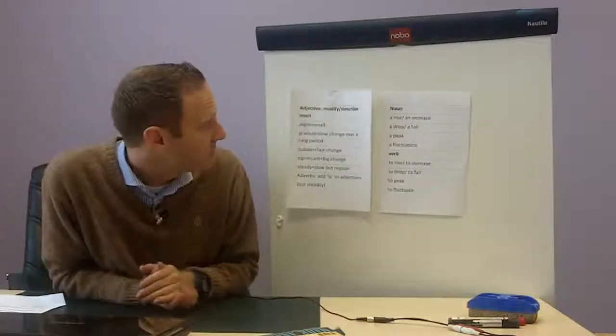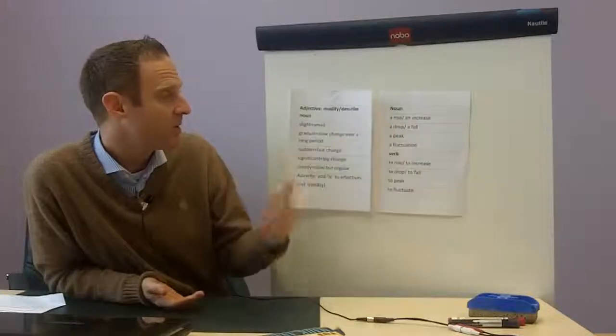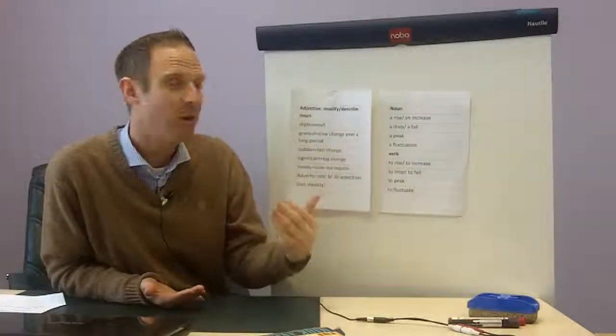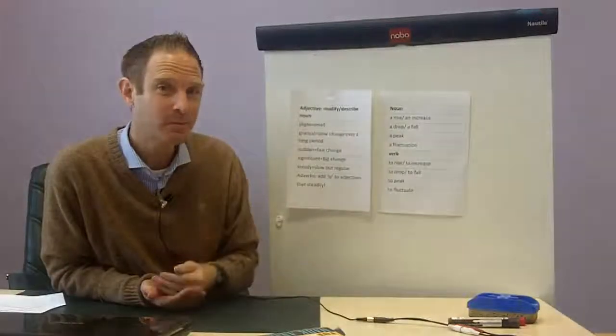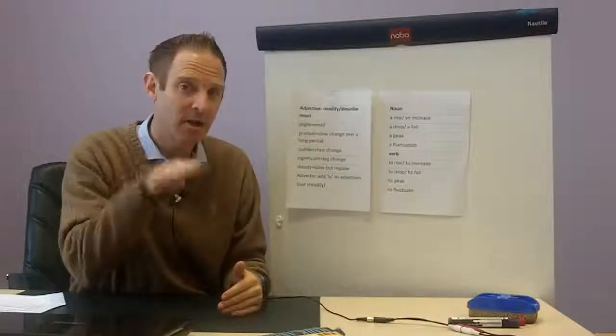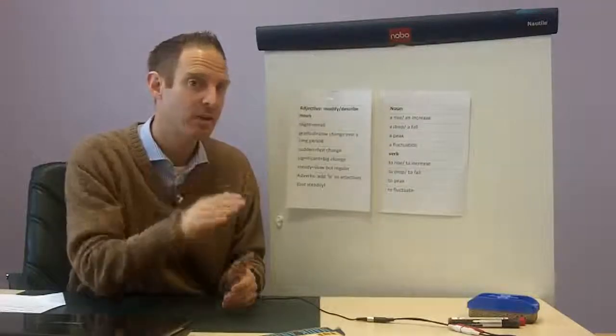Okay? And the next thing is nouns. We have a rise and an increase. This means to go up. A drop and a fall mean to go down. A peak would be the top level of a change. And a fluctuation would be changes that are going up and down.